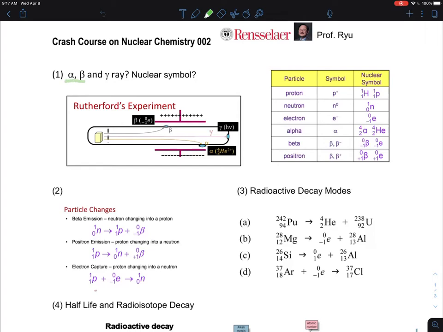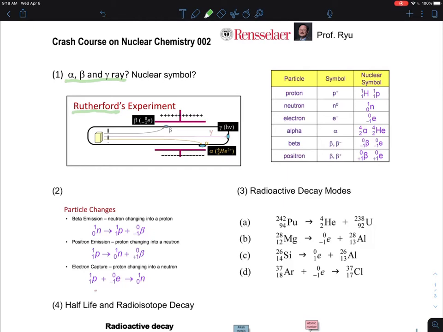You heard about alpha, beta, gamma rays. This is just language that happened to be named by somebody who was doing this experiment. Rutherford is a Nobel Prize winner who really revealed the identity of the nucleus and atomic structure. And this is his famous experiment.